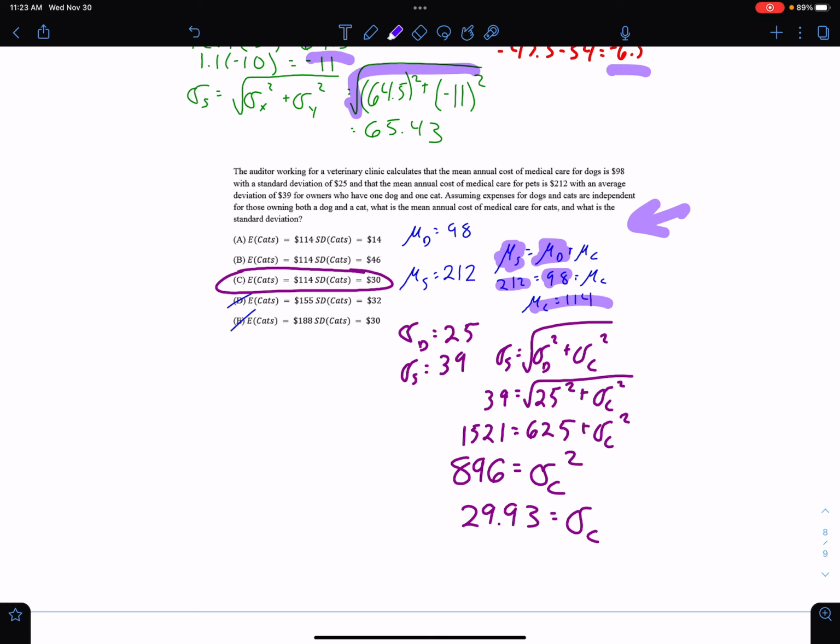And it's very similar for the standard deviation, because we're given a standard deviation of one cat and one dog is 39. We're given a standard deviation of a dog is 25, but we don't know the standard deviation for the cats. So we just leave it sigma sub c, or you can make it a variable if it makes it easier for you. And then how do I get rid of the square root if I'm solving for sigma c? You square both sides, get everything on one side, so subtract 625 on both sides, and then square root in the end.